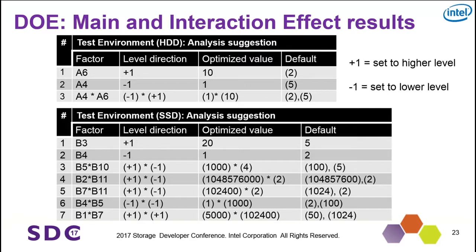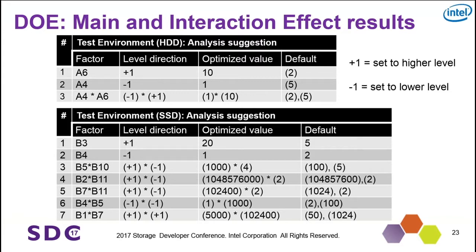As for the direction of the levels, for A6 you have to go as high as you can, and for A4 you have to go as low as you can, so that you get the combination there. The optimized value I found on my cluster, the cluster I work on, is shown there. And then I also compare with the default setting there.